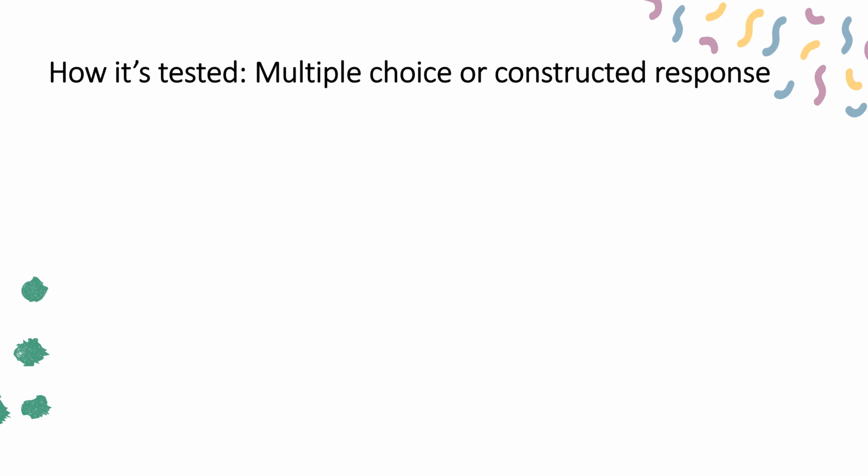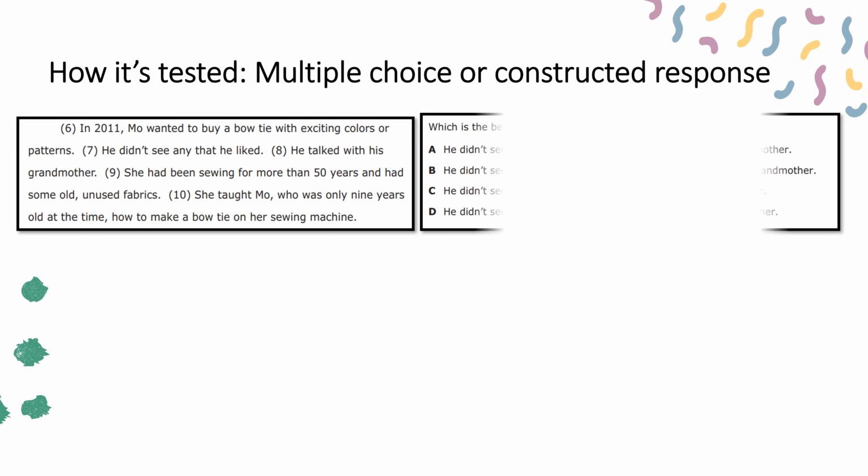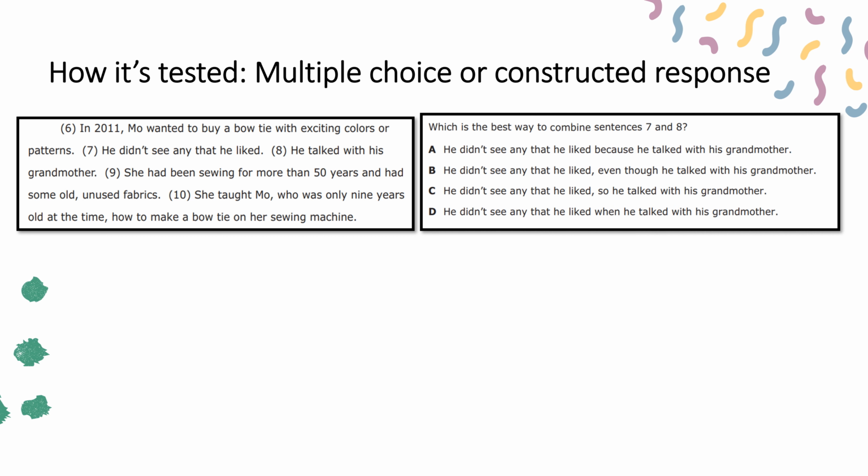Let's see how it's tested. We'll first look at the multiple choice and then constructed response. In this question, it says, which is the best way to combine sentences 7 and 8? So let's read sentences 7 and 8. He didn't see any that he liked. He talked with his grandmother.